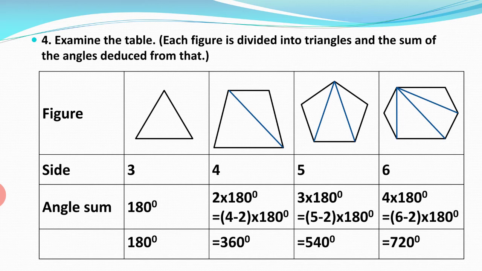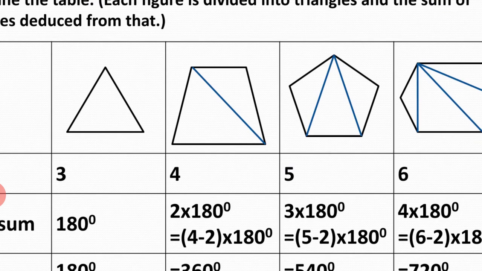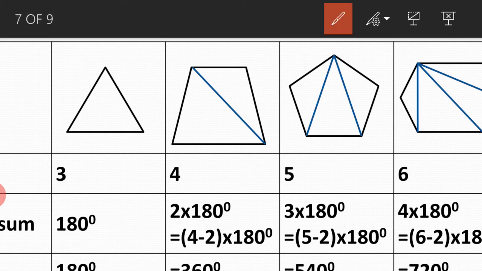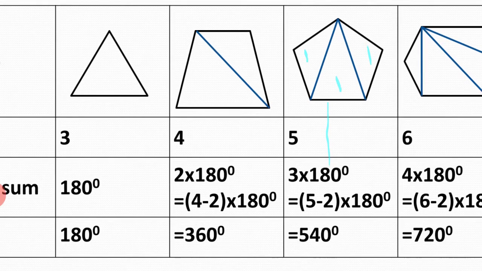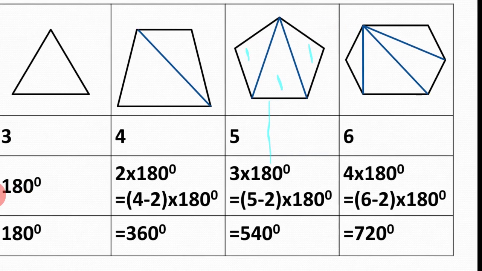Then third. Now here you will find from one vertex, how many diagonals can be drawn in a pentagon? So 2. So then how many triangles are there? So 1, 2 and 3. So the number of sides for a pentagon is 5, and how many triangles you will get? 3. So 3 into 180 degree, that 3 can be written now as 5 minus 2. 5 minus 2 into 180, so the sum comes to be 540.